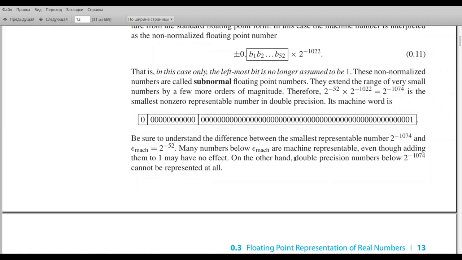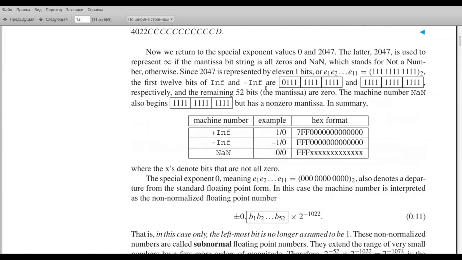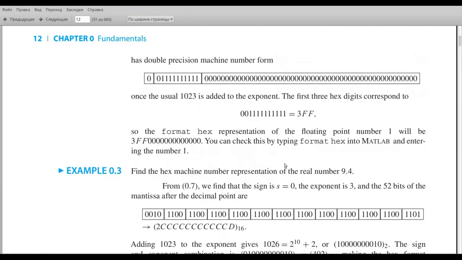So pay attention that machine epsilon doesn't mean that you cannot represent numbers which are smaller than it. You can. The only thing is that you cannot represent numbers by absolute value less than this number. So this is the smallest number by absolute value. Why can you represent numbers which are smaller than machine epsilon? Because you can use the power, right? Negative power here, no problem.